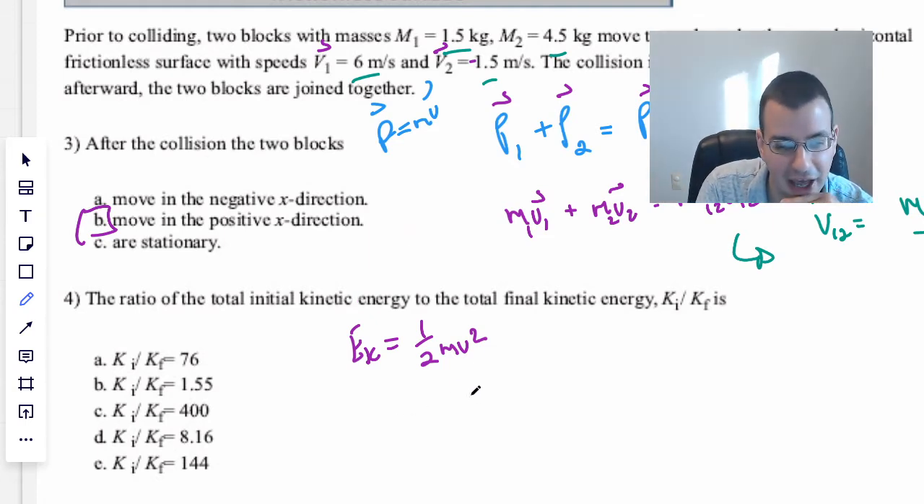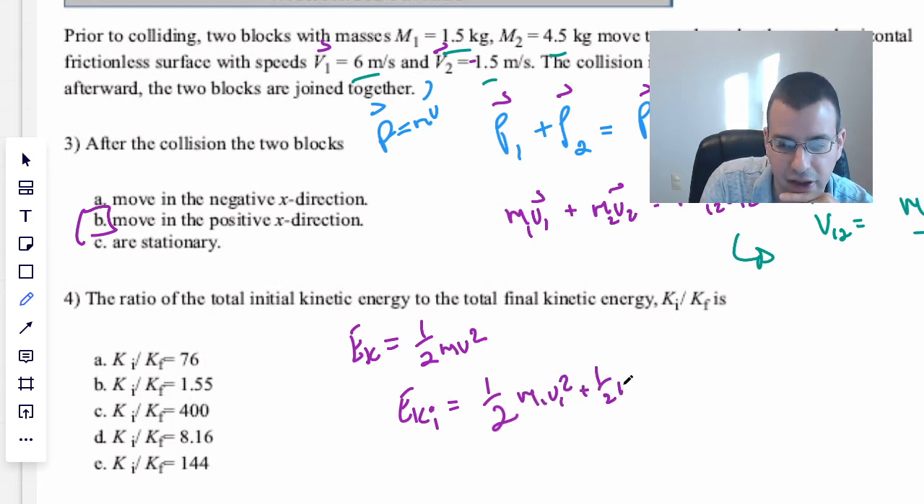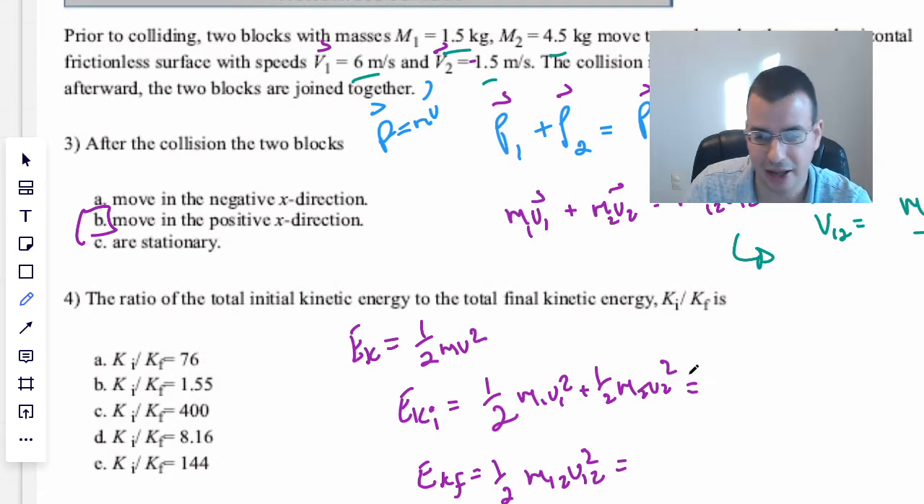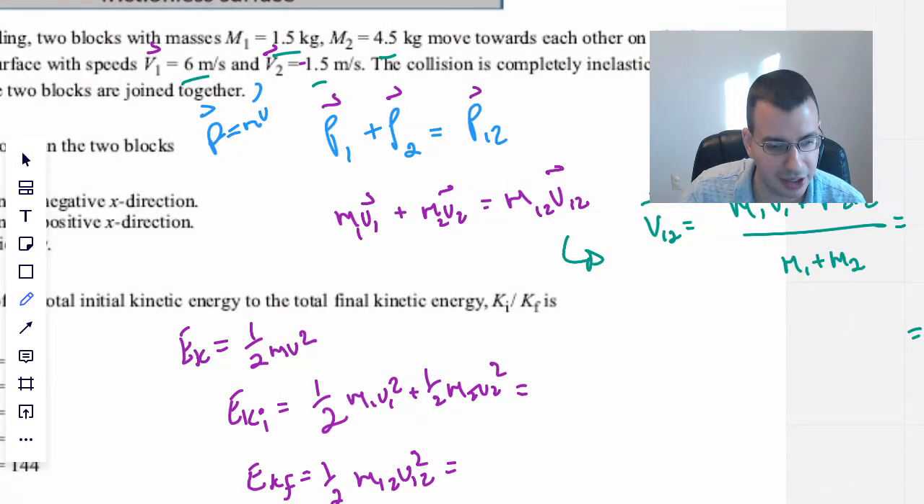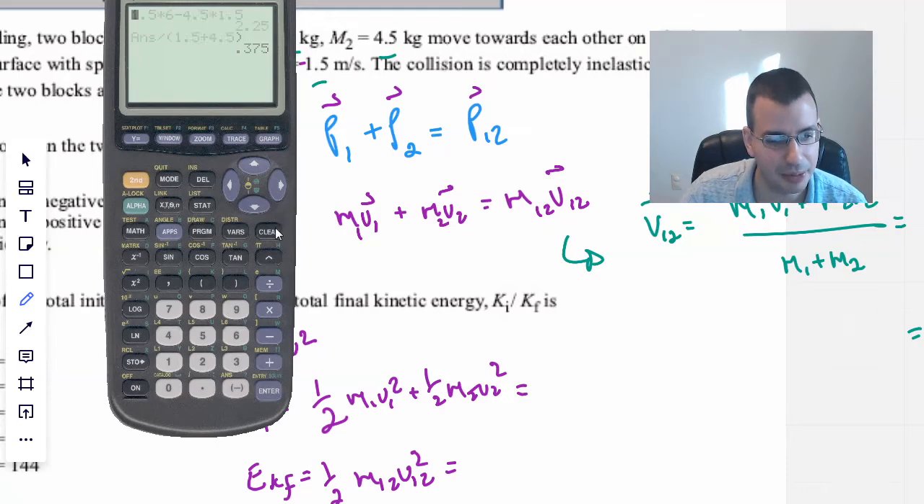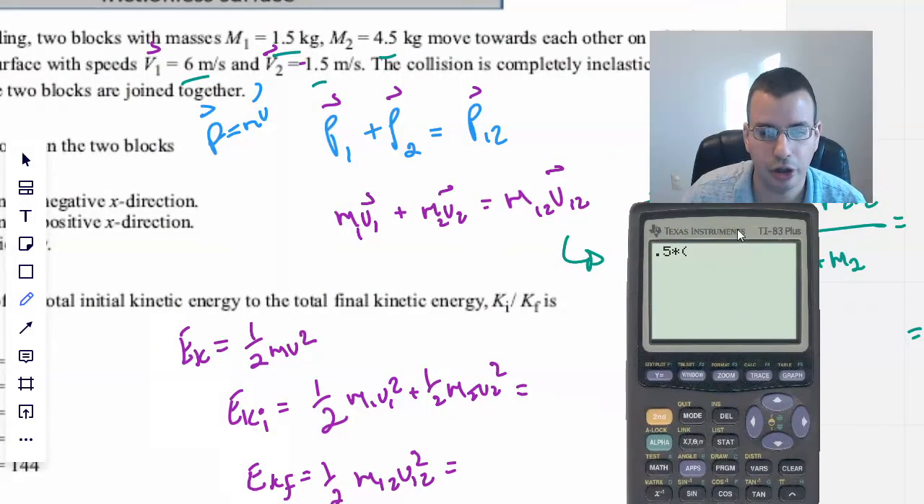Okay, so energy kinetic initial will be, I'm going to call this initial for I, 1/2 m1 v1 squared plus 1/2 m2 v2 squared. Energy kinetic final, I'll write that as 1/2 m12 v12, which we just found, squared. This will be some calculator action. So we'll take our calculator, click. I don't need that up there. I got that written down. So do 2.5. I'm going to do a parentheses here. I know I'm courting danger.